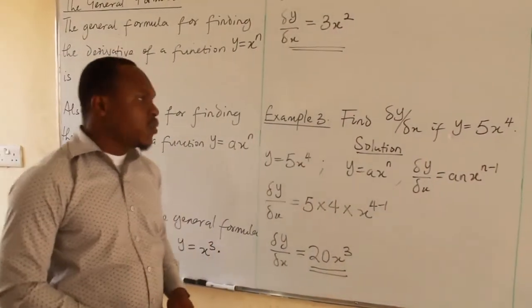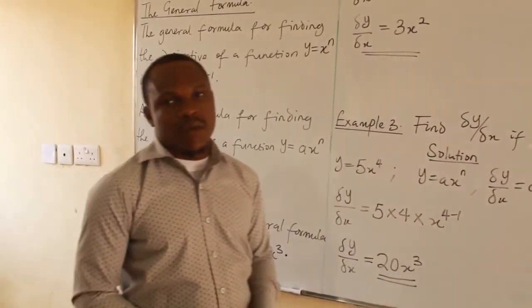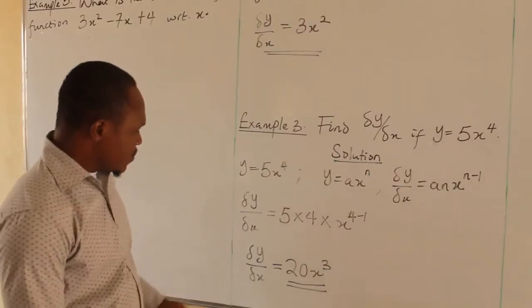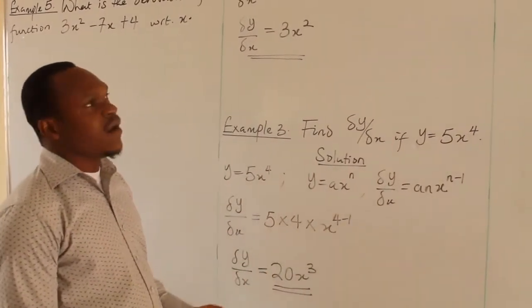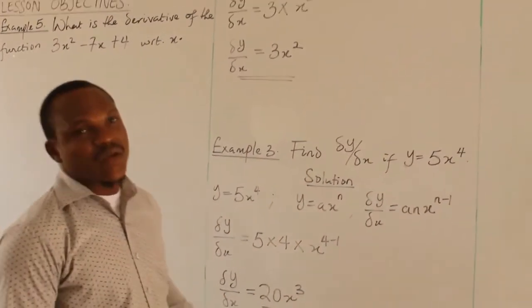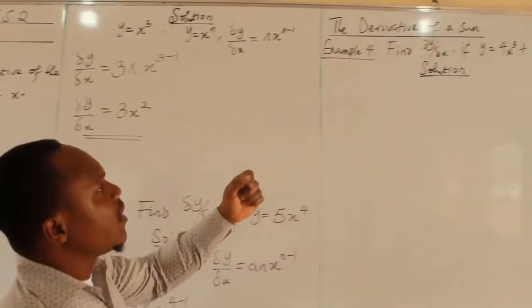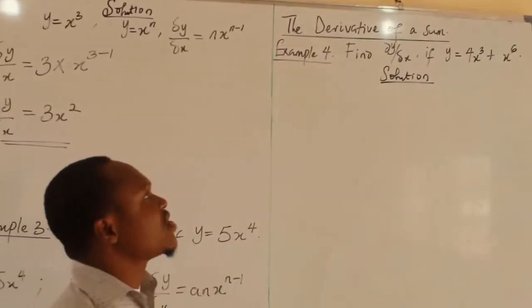Now we move on to example 4. So the value of dy over dx is 20x raised to the power of 3. Now we move on to example 4, where we encounter the derivative of a sum.